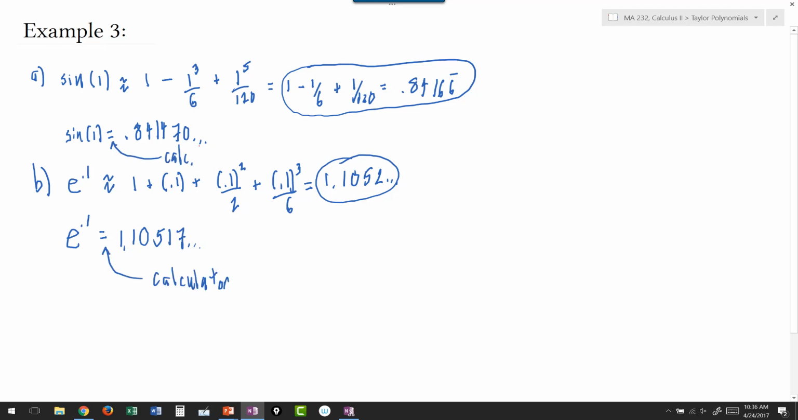And then remember that if I needed more accuracy, I would just take more terms. I'd go out to 0.1 raised to the 10th over 10 factorial, however long I need to go. It would be easy to calculate using a handheld calculator, and certainly would be easy to program.